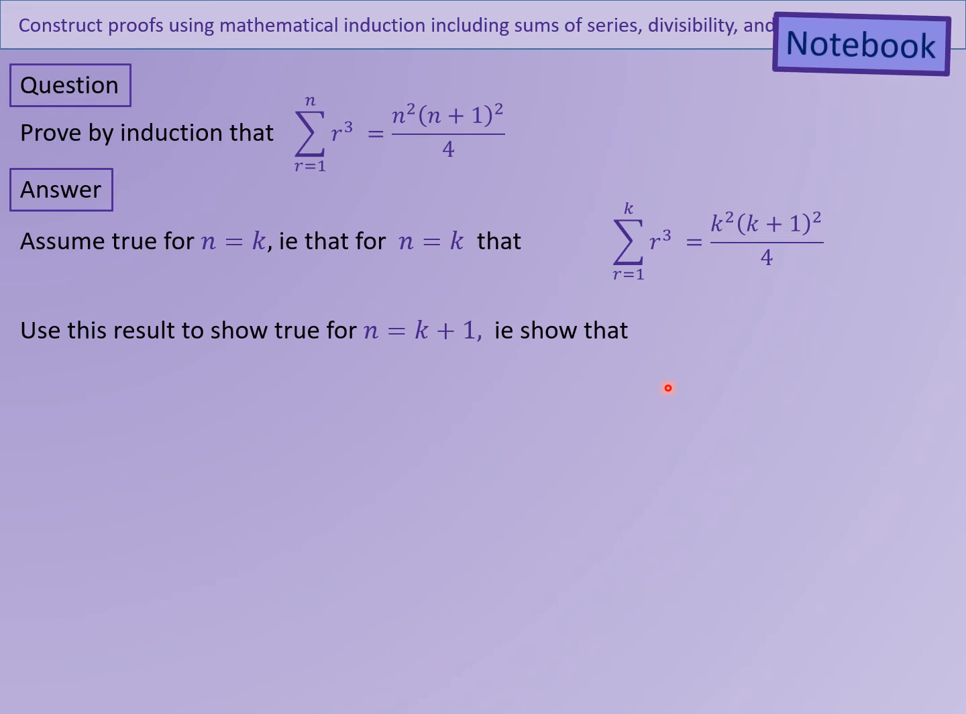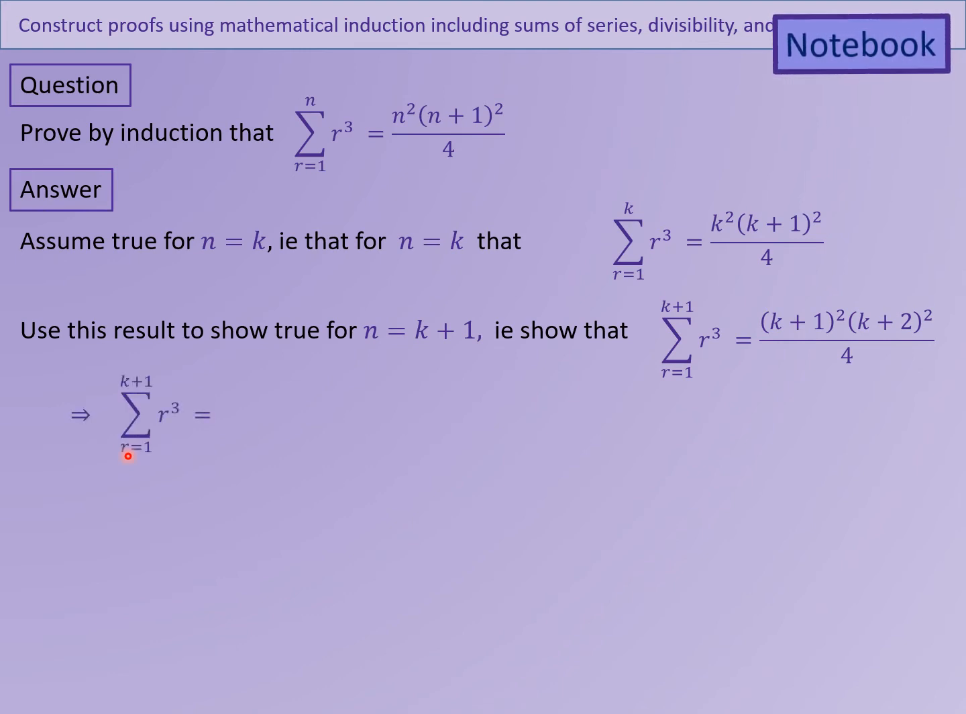We want to use this result to show that it will be true for n equals k plus 1. We're going to write down the thing that we're aiming for here. So we're aiming to get this, that the sum from r equals 1 to k plus 1 of r cubed is, now this is just the rule here, but with k plus 1 put in each time we see an n. So we get k plus 1 squared, k plus 2 squared over 4. We haven't proven this yet, we're just aiming for it. We've written it down to show that that's what we want to get.